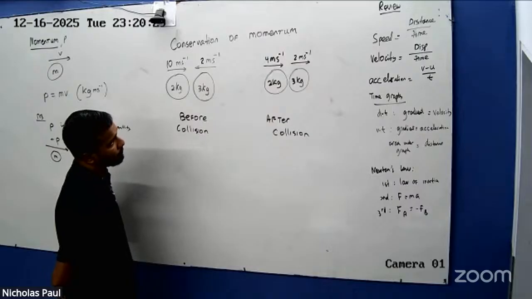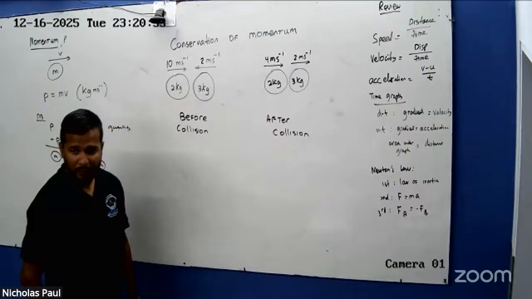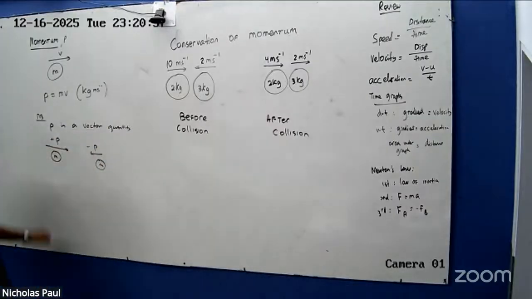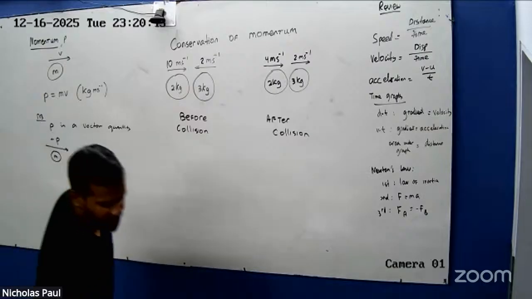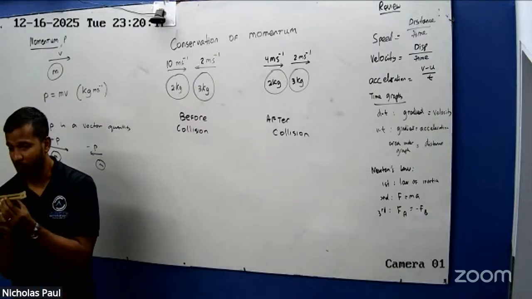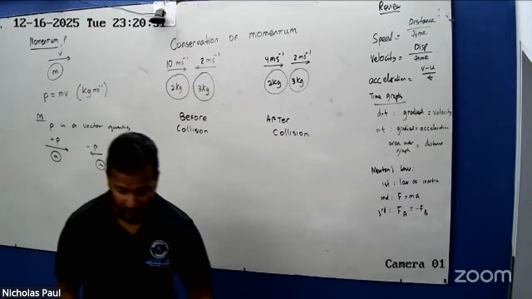All right. So let's take a look at something called the conservation of momentum. We learned what momentum is. Momentum is just multiplying an object's mass by its velocity. So if I have an object and it's moving, that object has momentum. Its momentum is its mass times however fast it's moving.